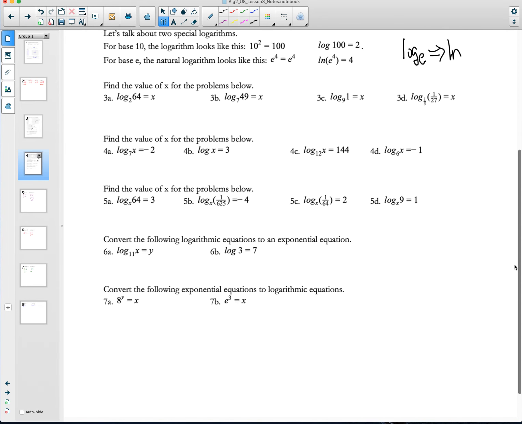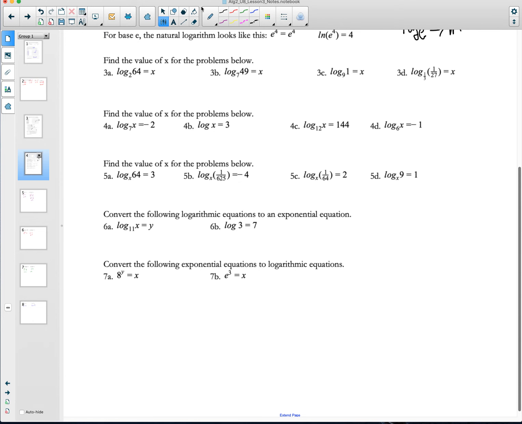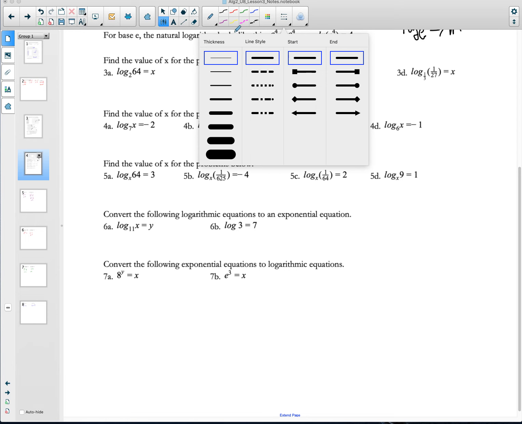Let's look at 3a here. Let me switch colors here. I think I'll go with purple. Doesn't it feel a little like a purple time right now?